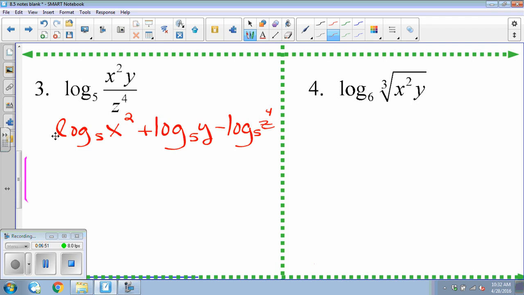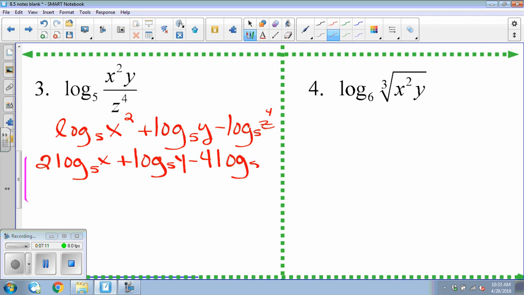The last step is to move your exponents. Get rid of your exponents. So this is 2 log base 5 of x plus log base 5 of y minus 4 log base 5 of z. That is your final answer.